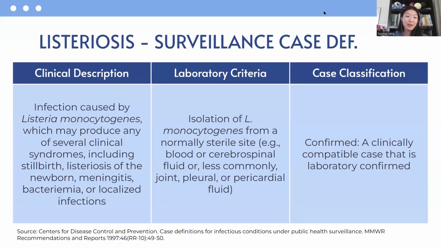Now, let's take a look at the listeriosis surveillance case definition, and we're going to compare that with the outbreak case definition. The clinical description of listeriosis is an infection caused by Listeria monocytogenes, which may produce any of several clinical syndromes, including stillbirth, listeriosis of the newborn, meningitis, bacteremia, or localized infections. So these would be our clinical criteria. Now, for laboratory criteria, we need an isolation of the bacteria from a normally sterile site, for example, the blood or the cerebrospinal fluid, or less commonly, joint, pleural, or pericardial fluid. And then we go into the case classification confirmed, which is when a clinically compatible case that is laboratory confirmed is present.